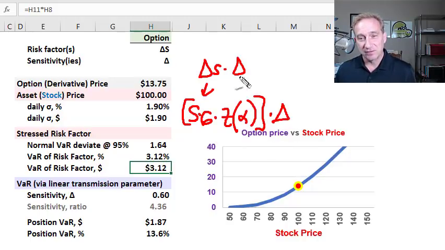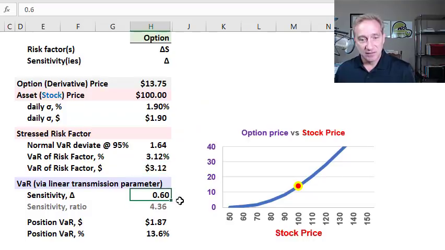Lindalen also calls this, in general, the transmission parameter, right? It transmits the implication of the change in our risk factor to our position. And so this final step is very sensitive. The sensitivity here is the Greek option delta, and I've rounded here.